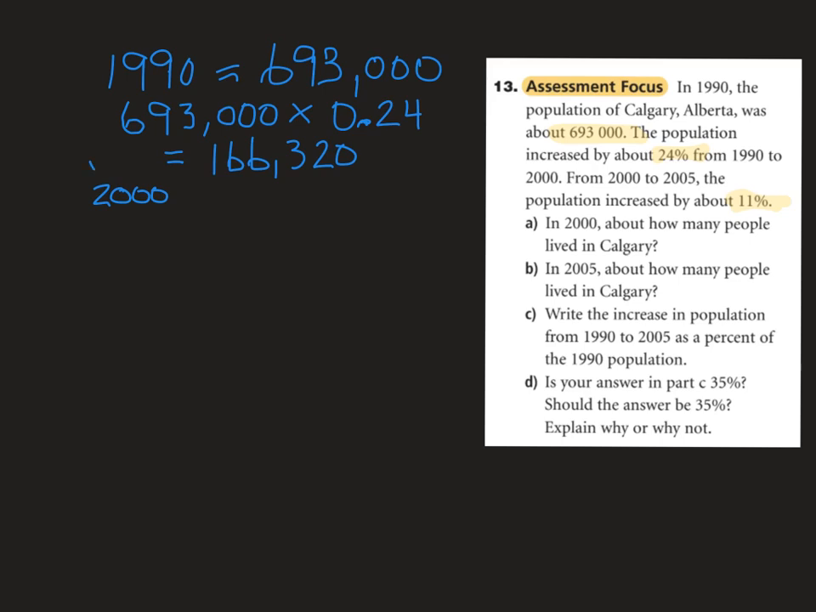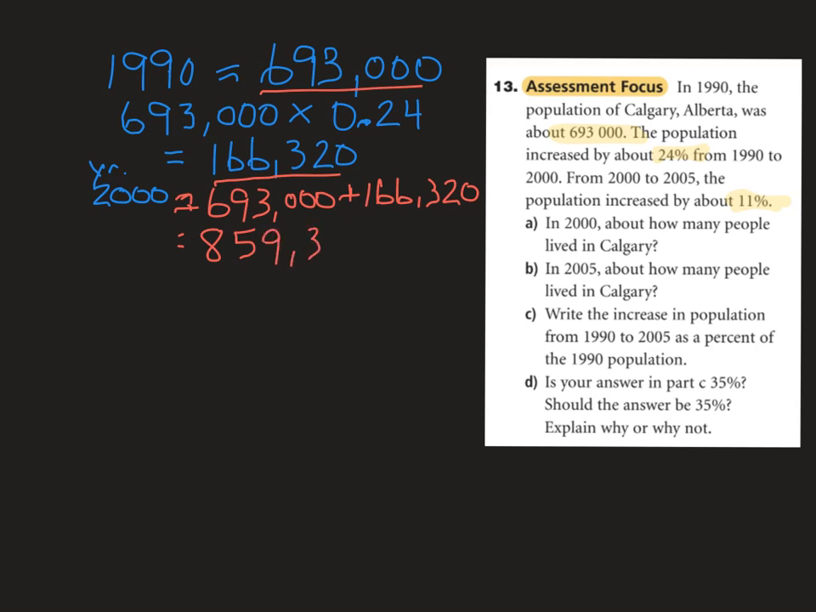So now I know that in 2000, approximately, that's the year 2000, I want to take this amount that exists, 693,000, and I want to add this amount to it, because that's my 24%, because it's an increase of that much more. Equals, and now we've got a total of 859,320. Okay, so this is A. I really hope I have enough room here.